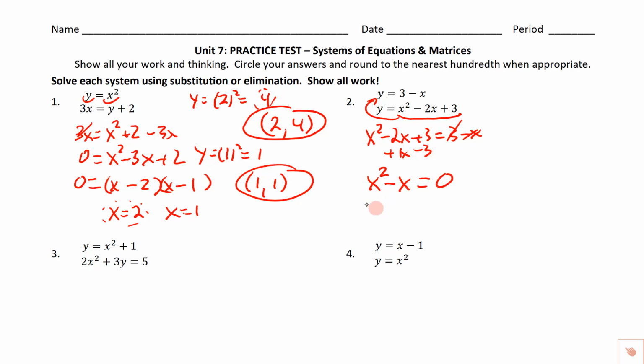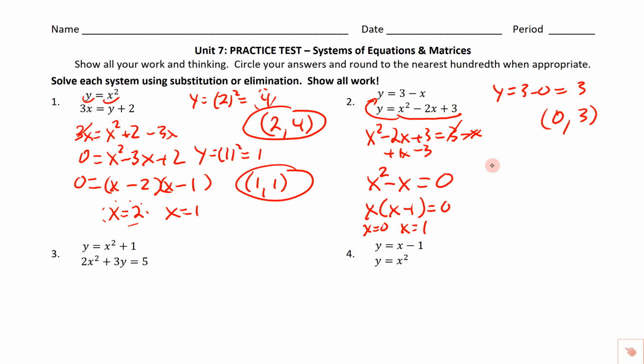And then we're going to take out an x. I'm left with an x minus 1. And then so I get an answer of x equals 0 from that one, an answer of x equals 1 from this one. So if I plug in a 0 into this, I get y equals 3 minus 0. So I end up with a 3. So one of the answers is 0 comma 3. There's one of the xy pairs.